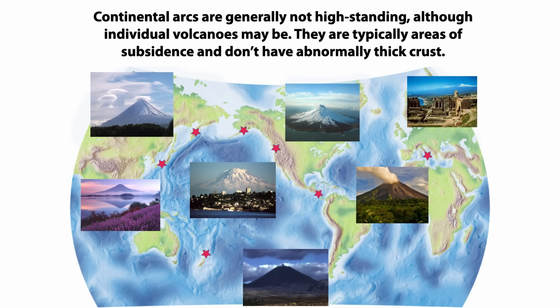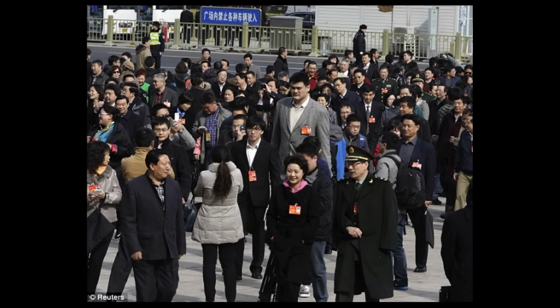So from my standpoint, virtually all the arcs in the world today are low standing and have to have relatively thin crust, or they wouldn't be low standing. And so using the Andes as your example of an arc is pretty much like using Yao Ming to tell you the average height of the Chinese population.